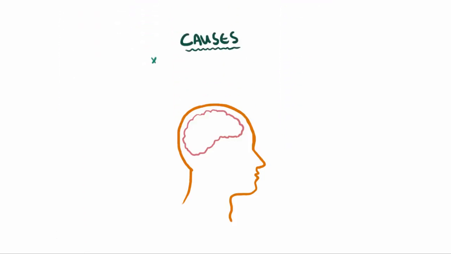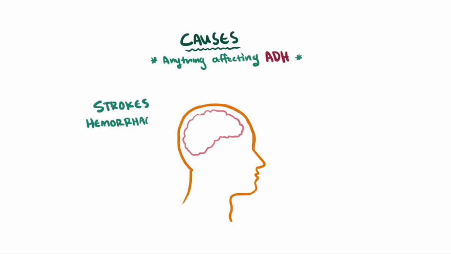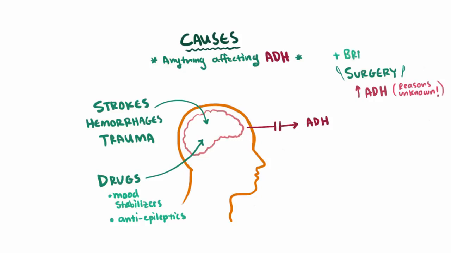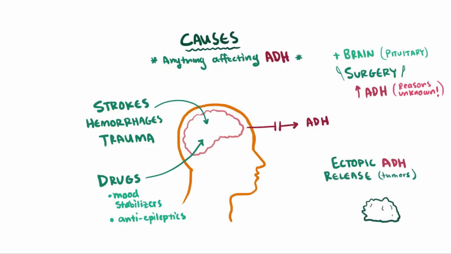So what causes SIADH? Pretty much anything that messes with the secretion of ADH. Conditions like strokes, hemorrhages, or trauma to the brain can mess up the brain's ability to release ADH. Similarly, some drugs that act on the brain like mood stabilizers or anti-epileptics can change the way ADH is released. Surgery in general often causes an increased secretion of ADH, though we're not really entirely sure why. Obviously, brain surgery, specifically to the pituitary gland, also might cause extra ADH to be released. ADH can also be produced ectopically by tumors, which means the tumors themselves produce ADH outside of the pituitary gland and release ADH into the bloodstream.